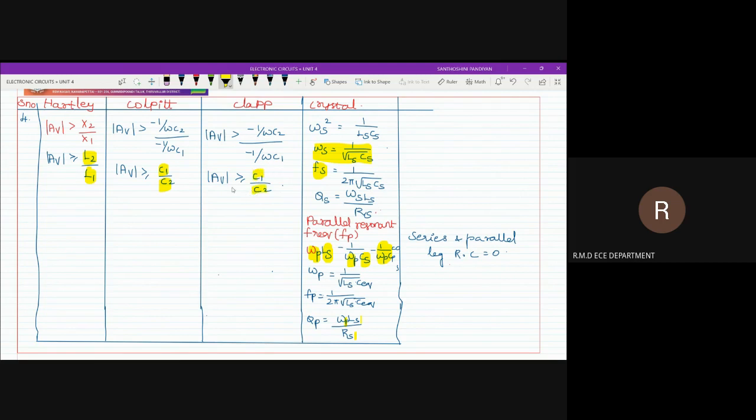Thank you, students. So this is the concept of the Hartley, Colpitts, and Clapp oscillators and crystal oscillators. All of this category comes under the LC oscillators.